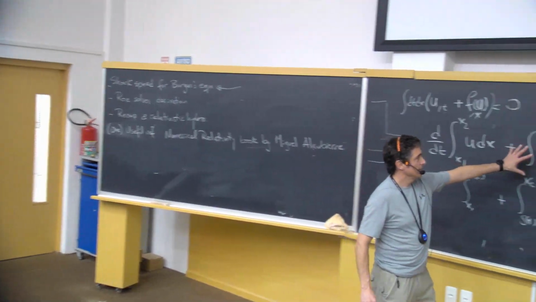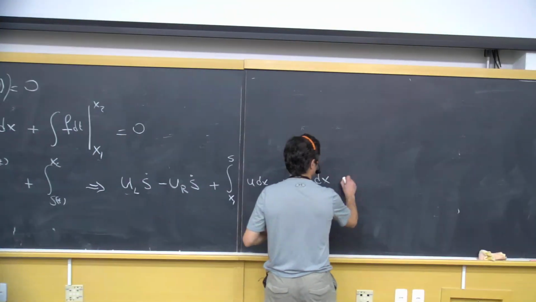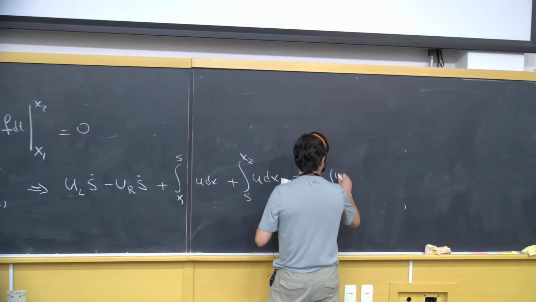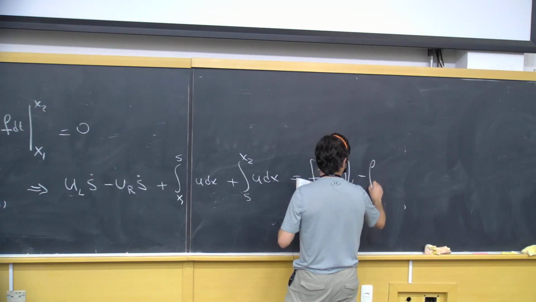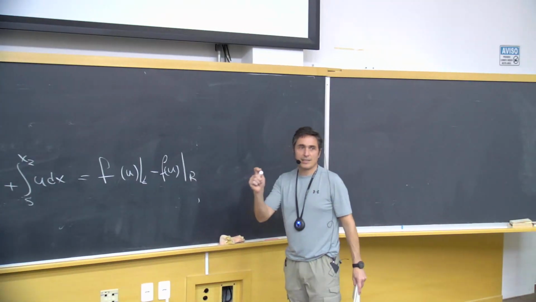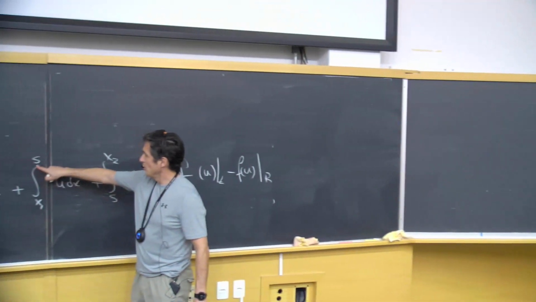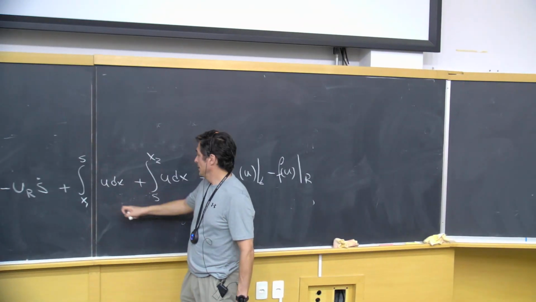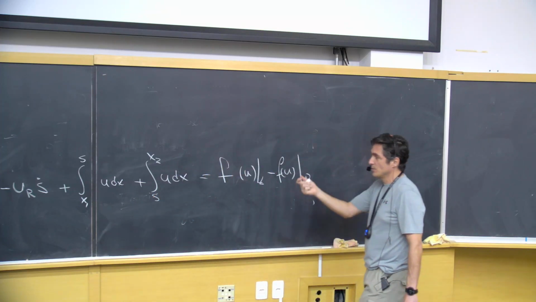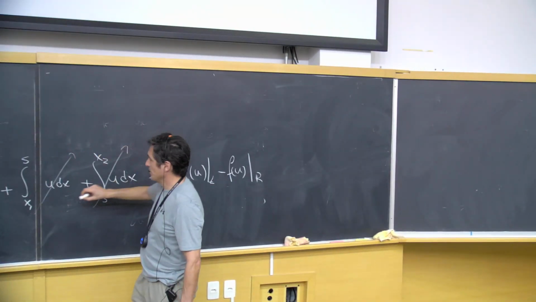On the right-hand side, on the other hand, we just have the fluxes evaluated at the right and the left. So I'm just going to write this as f of u left minus f of u right. We're interested in exactly what's going on at the shock. So now I'm going to take the limit of x1 going to s from the left and x2 going to s from the right. So I'm just shrinking the interval to 0. So then these two go away in that limit, but we still have this contribution.